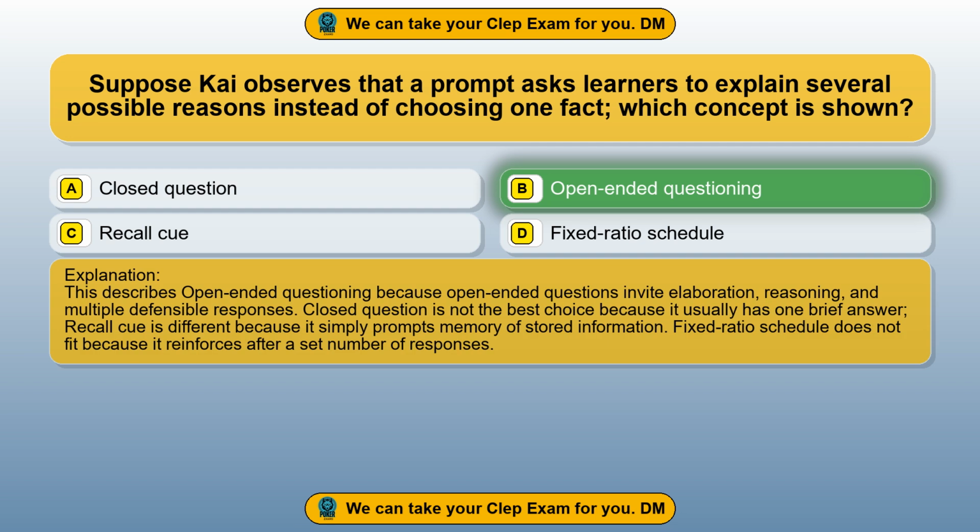This describes open-ended questioning because open-ended questions invite elaboration, reasoning, and multiple defensible responses. Closed question is not the best choice because it usually has one brief answer. Recall cue is different because it simply prompts memory of stored information. Fixed ratio schedule does not fit because it reinforces after a set number of responses.